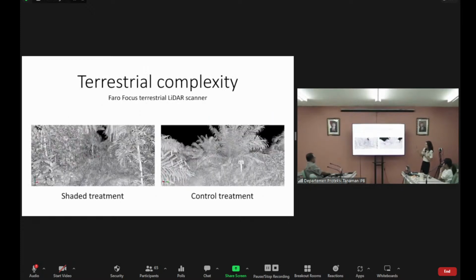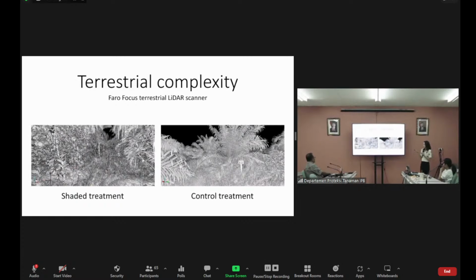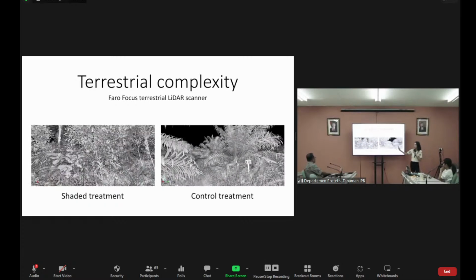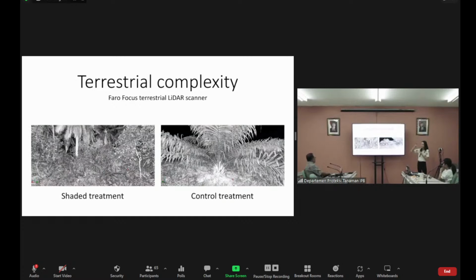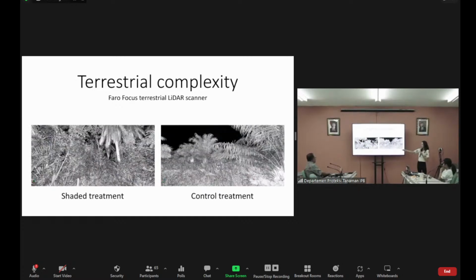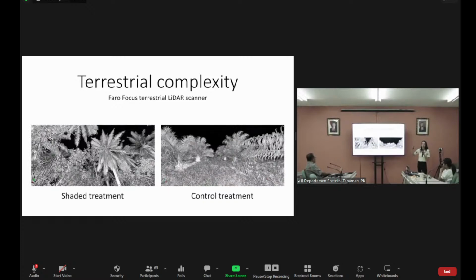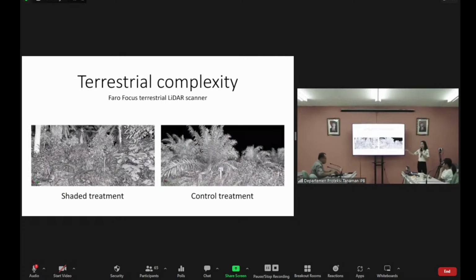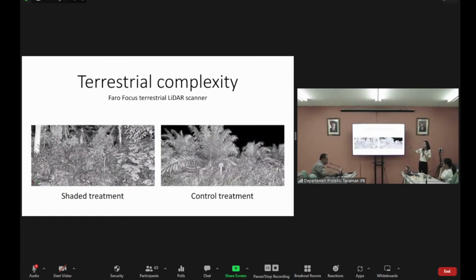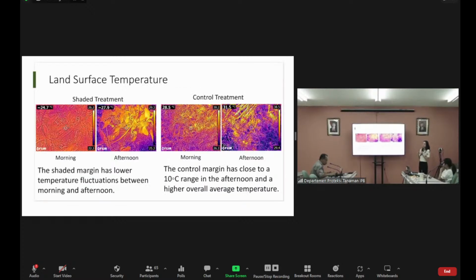So these are actually the scans that I took with the terrestrial LiDAR scanner. They haven't been processed, but I thought it was interesting for you guys to have a look anyway. So this is the shaded treatment versus the control. And I'm hoping that you guys can see, one, it's just amazing detail, but on a vertical and also on a horizontal axis, the shaded treatment just has a lot more diversity and therefore creates a lot more different types of habitats for insects and animals that may live in these areas. And compared to the control treatment, it also is just a lot more uniform and it has a very exposed open canopy up ahead. This actually ties in quite nicely with the land surface temperature that we saw.